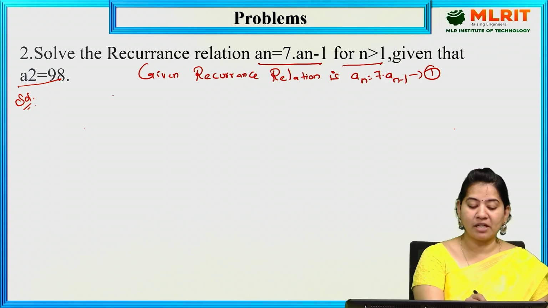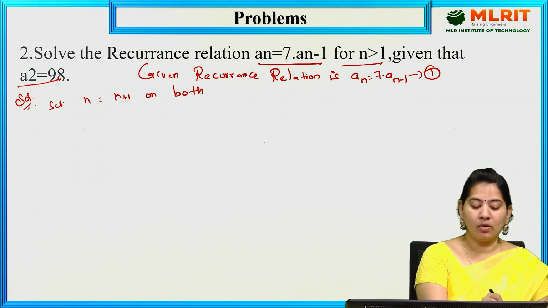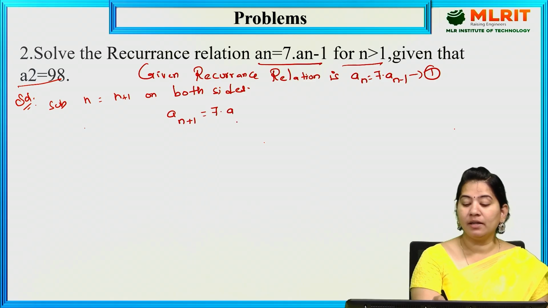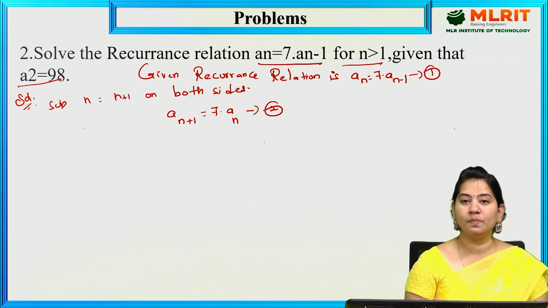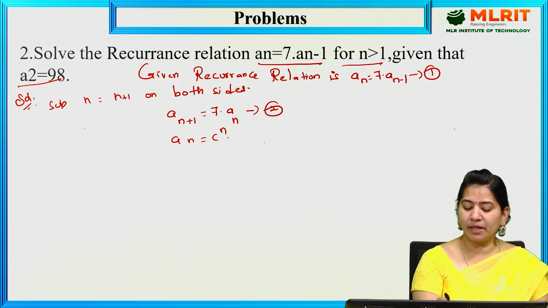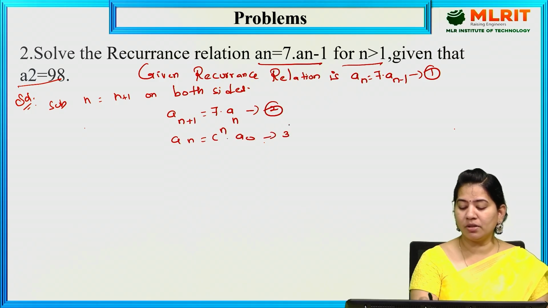So then you just apply n+1 on both sides. Substitute n = n+1 on both sides. Then you will get a_(n+1) = 7 * a_((n+1)-1), which is nothing but a_n. This is equation 2. Now the general solution we know is a_n = c^n * a_0, which is equation 3.